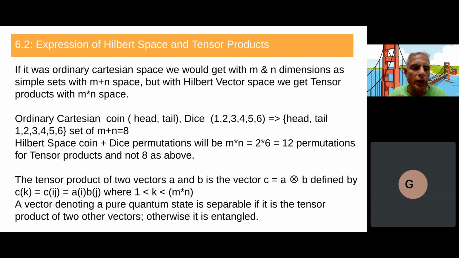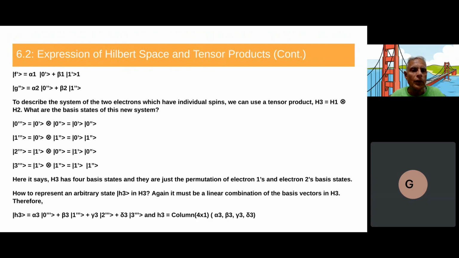There is a difference between Cartesian and Hilbert space. And the simplest one I could throw in is the coin versus dice, and coin plus dice. That gives you an expression of Hilbert space and its tensor product. So let's go now to the expression of Hilbert space and tensor products in a way which is what we start with. Let's say f prime.